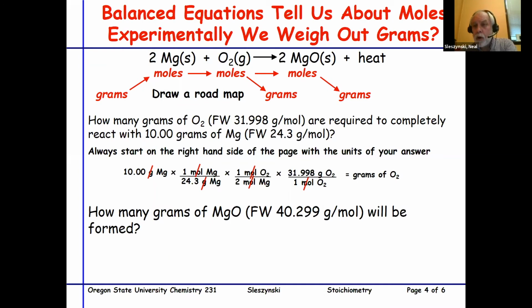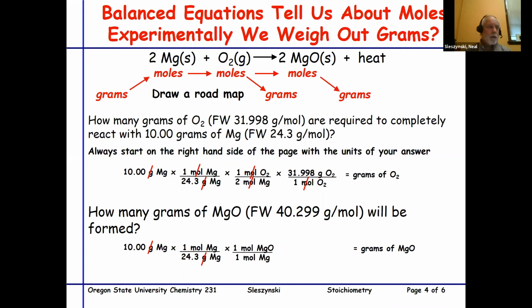Well, again, we need to draw ourselves a roadmap where we'll need to convert moles of magnesium oxide to grams of magnesium oxide. We're going to follow this roadmap one more time. We're going to start on the right-hand side with units of what we need, grams of magnesium oxide. Then we'll start on the left-hand side with what we know, grams of magnesium in the reaction. The roadmap tells us the first thing we need to do is to convert grams of magnesium to moles of magnesium. That's 1 over the gram molecular weight. We now know how many moles of magnesium we've got.